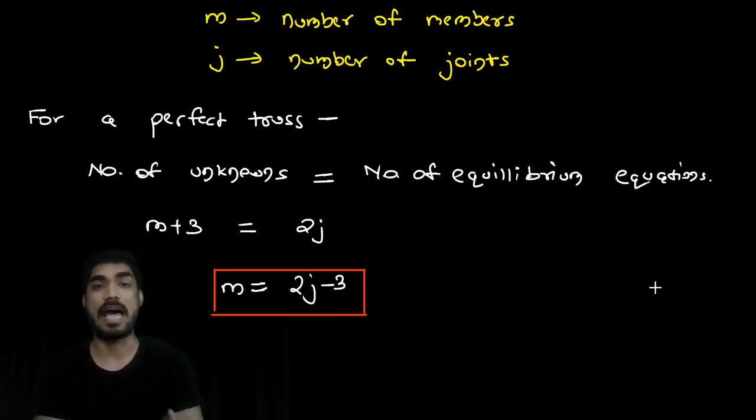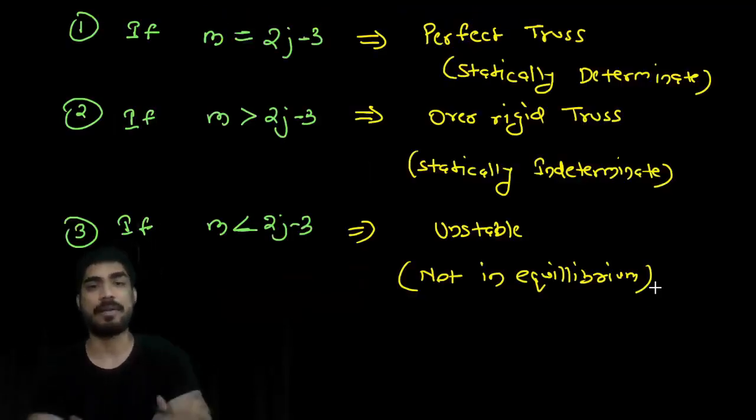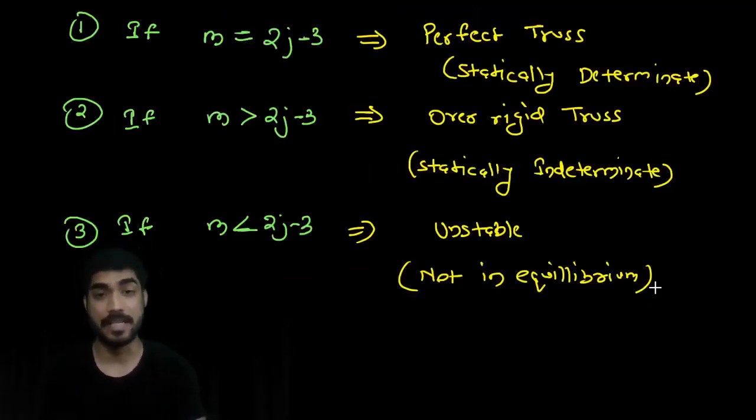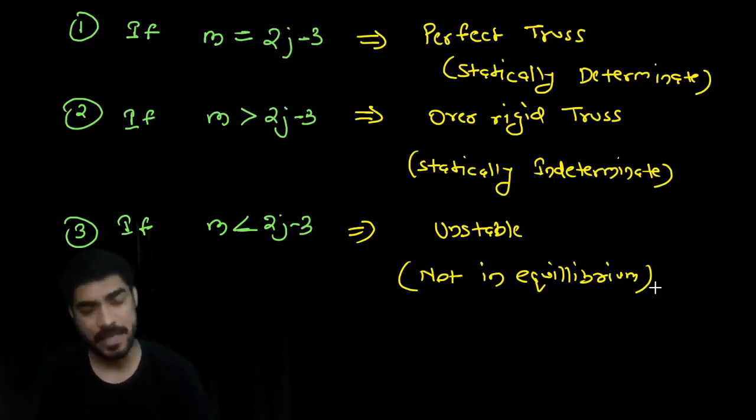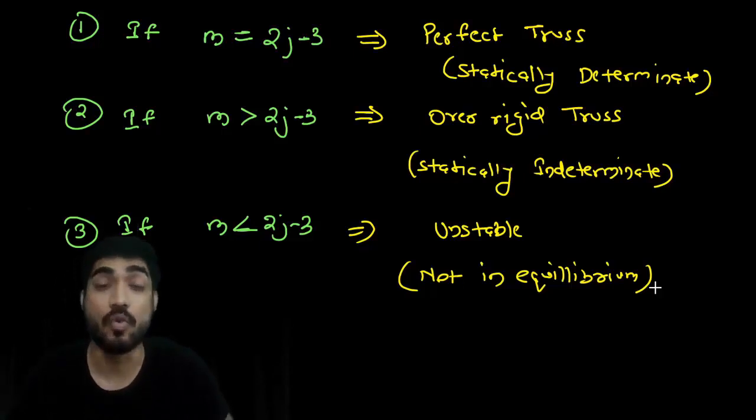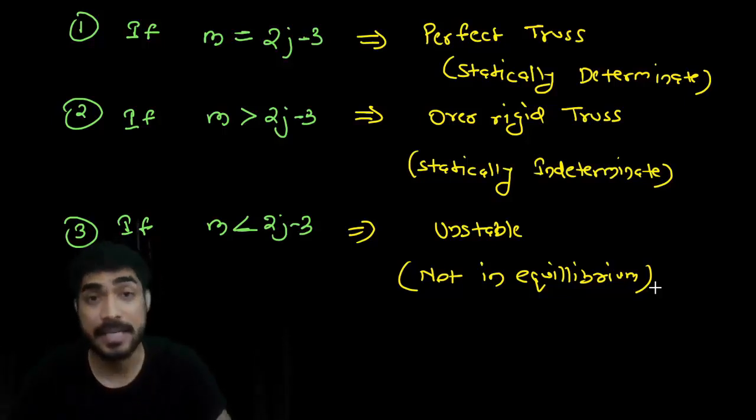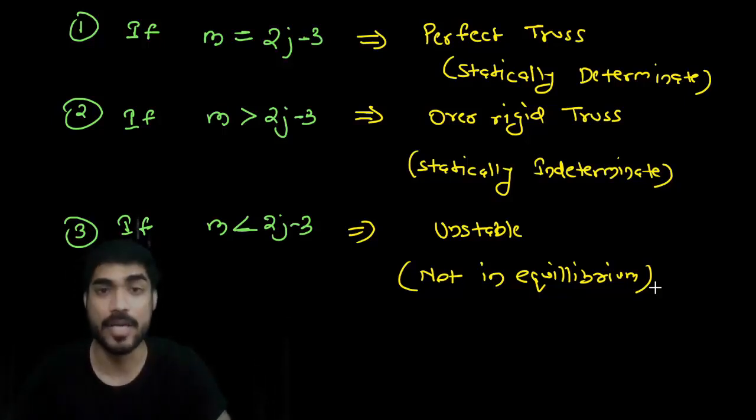So number of unknowns are equal to number of equilibrium equations. This is a condition for statically determinate truss. Means m should be equal to 2j minus 3. So if m is equal to 2j minus 3, it is a perfect truss which is statically determinate. If m is greater than 2j minus 3, it is still equilibrium, but it is over rigid, it is statically indeterminate. And if m is less than 2j minus 3, means it is unstable truss, it is not in equilibrium. Is it clear to you?